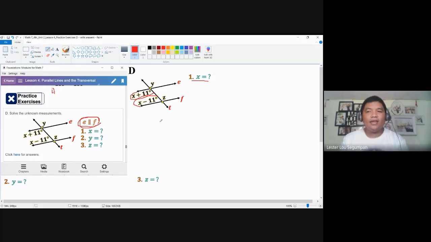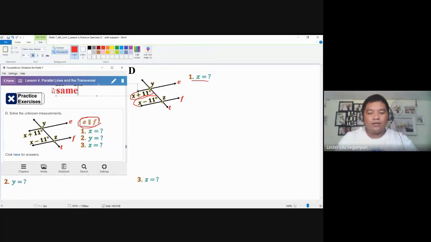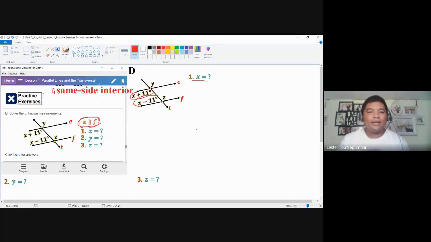But as you can see, they are found on the same side of the transversal line. So if we use the term same side, that would mean that these two angles are forming a pair of same side interior angles. Now we can use the same side interior angle theorem. This is only possible with this claim here. If this claim is not present, we cannot use this, and we end our practice exercise. There's nothing more that we can do.